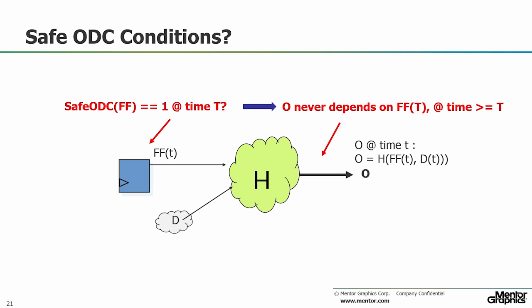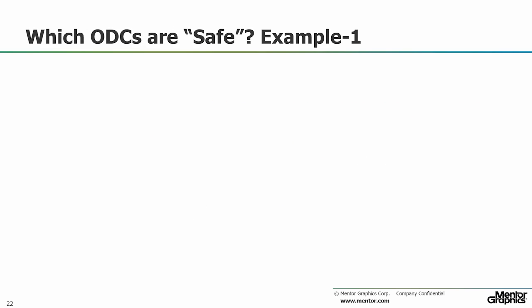Observability-based clock gating uses the concept of safe ODC to produce functionally safe gating conditions for the registers. The same concept is used for identifying the redundant resets of registers. Let's understand the concept of safe and unsafe ODCs with the help of an example.